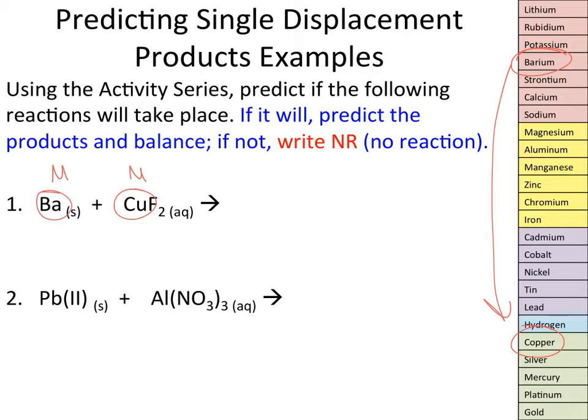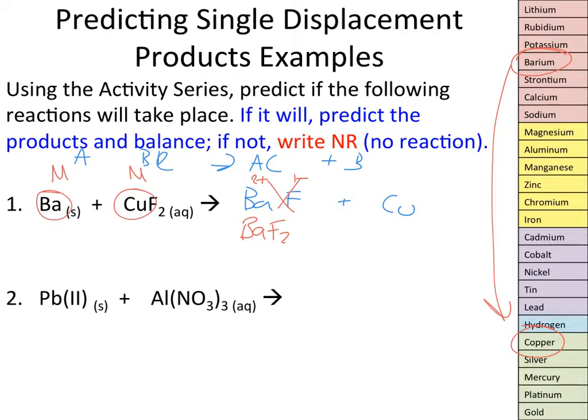So what that means is that based on my general formula, which is A plus BC, gives me AC plus B, my A is Ba, my C is F, plus my Cu. Okay, now I need to come up with the actual formula for BaF. Barium is 2+, fluorine is 1-, so cross, and I got BaF2, and copper is just by itself, so it's a metal, it's fine by itself.